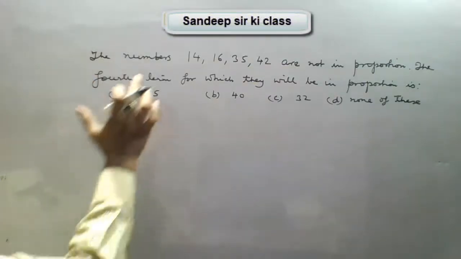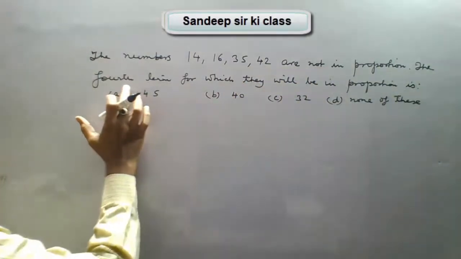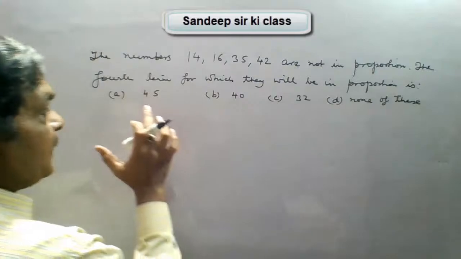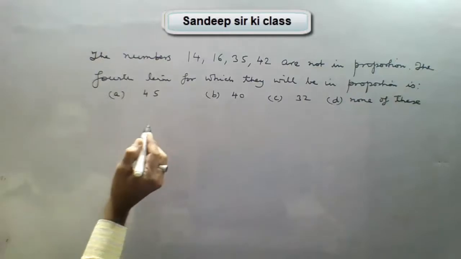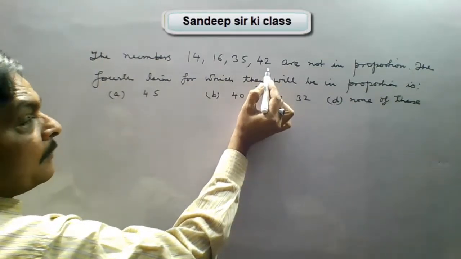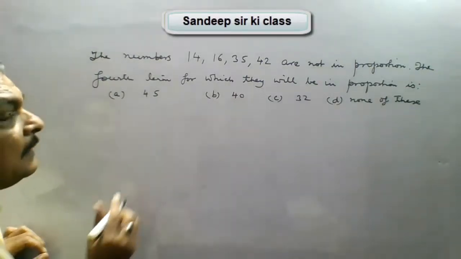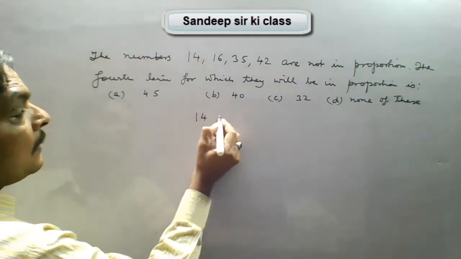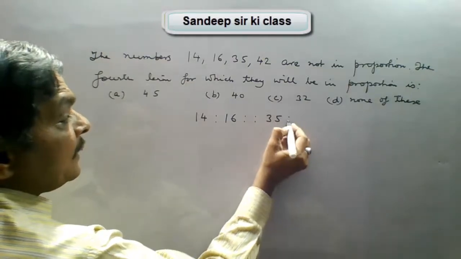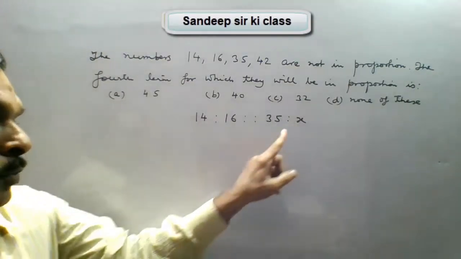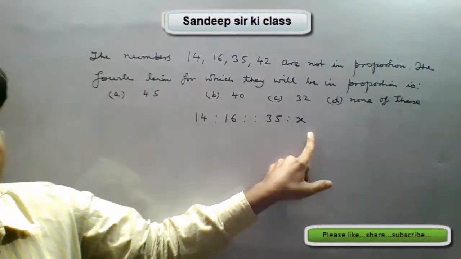Next problem: the numbers 14, 16, 35, 42 are not in proportion. The fourth term for which they will be in proportion is, the options are 45, 40, 32 and none of these. Now we assume let the fourth term be x. Then according to the question, 14 is to 16 will be in proportion to 35 is to x. We have assumed that x is the number so that these four terms are in proportion.